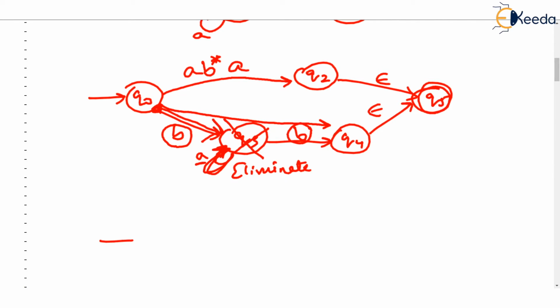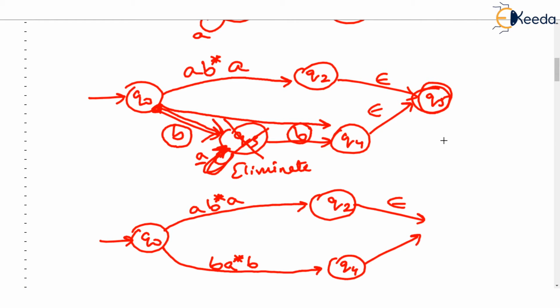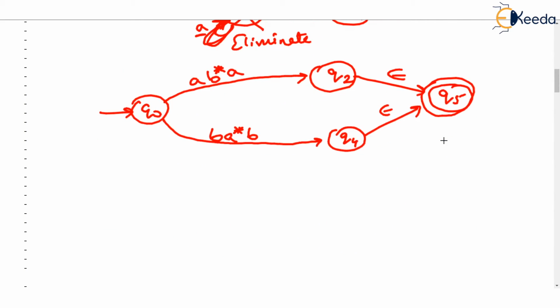So what did we get after eliminating Q3? We got a path to Q4 which is labeled B, A star, B, and we had another path from Q0 to Q2 labeled A, B star, A. Now, we have epsilon transitions which will take us to the final state Q5. Now, it's a matter of deleting Q2 and Q4. Let's try to delete Q2.